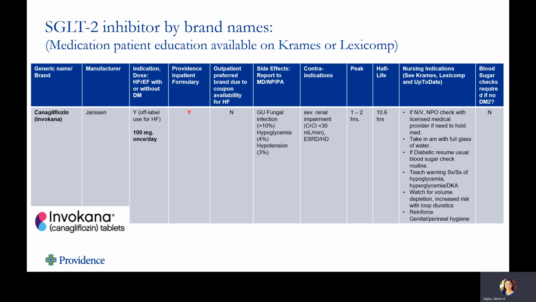This is contraindicated for patients that have end-stage renal disease or on dialysis, creatinine clearance less than 30, they cannot have this drug. Peak of this medication starts at about 1 to 2 hours. Half-life is about half a day, so about 10.6 hours.